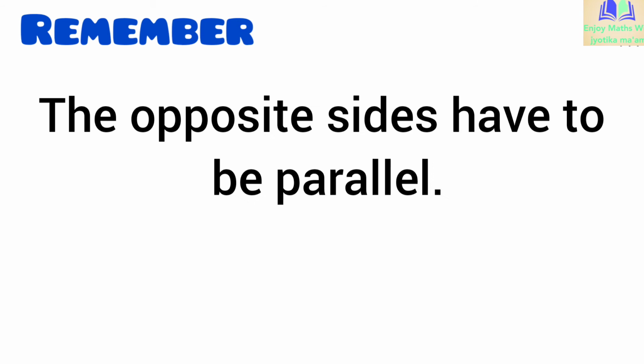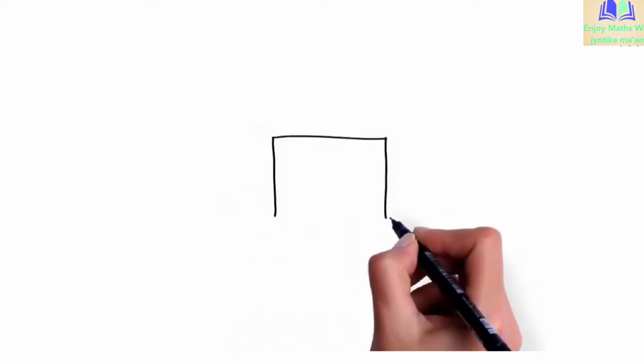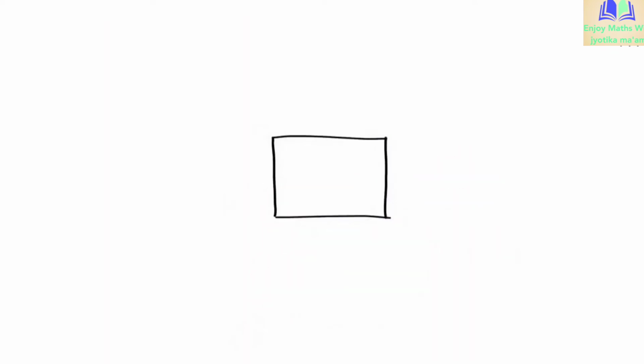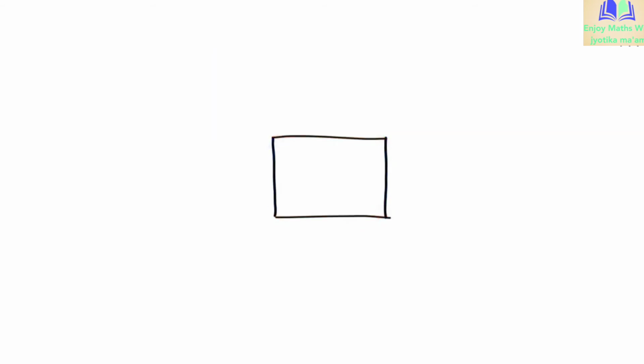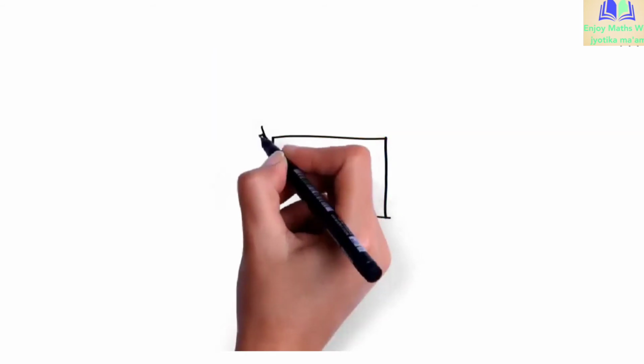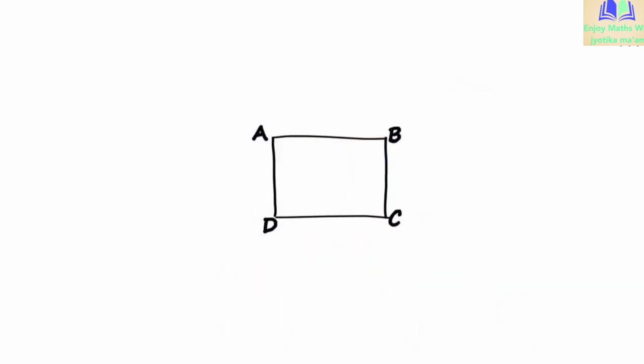There is another special case of a parallelogram. Let me draw it on a new page. Remember, the opposite sides have to be parallel. It is a quadrilateral drawn like this. The opposite sides of the quadrilateral are parallel. So, it is a parallelogram. Let's name the quadrilateral ABCD. Why is it special? All the angles in the quadrilateral are right angles.